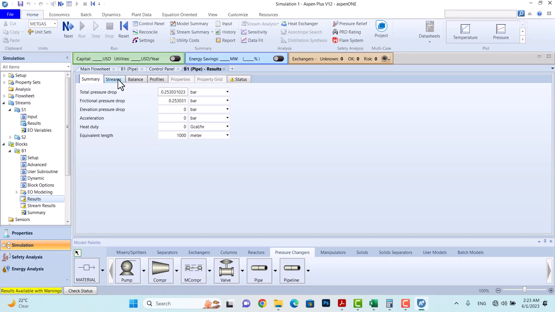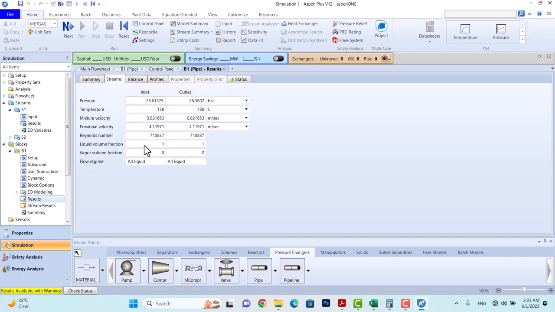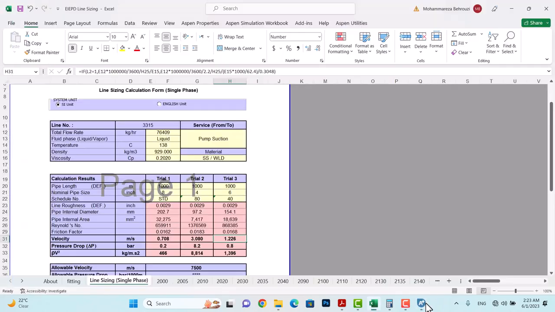And how about the streams? The velocity is 0.82 for outlet and inlet. And how about this one? It is 0.7. Now, based on the calculations of Excel sheet and Aspen Plus, we can decide and select 8 inch as the finalized diameter for this pipe for this liquid application.